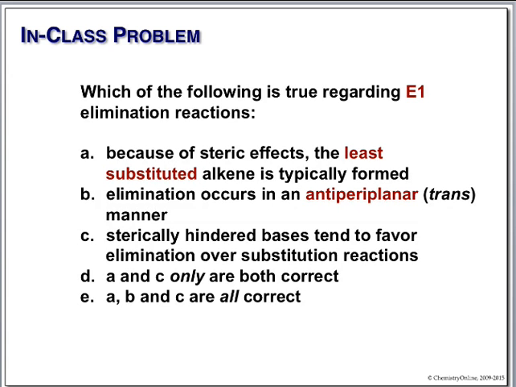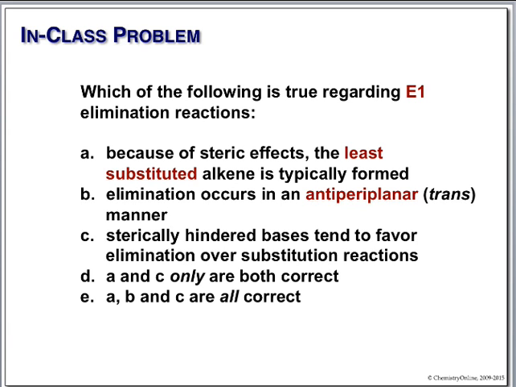E1 elimination. Because of steric effects, the least substituted alkene is typically formed. Well, you know, that sounds official enough that it could be right, but of course it's not. In an E1 reaction, we're going to form a carbocation, and we're just going to rearrange that, and then we're going to pull a hydrogen off of an adjacent carbon. So that's not good.